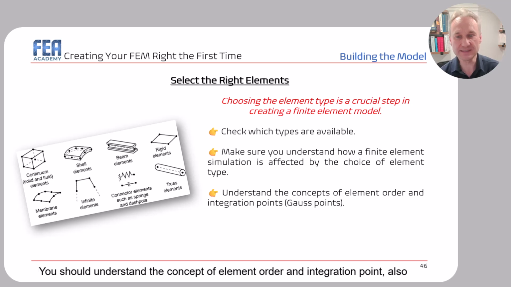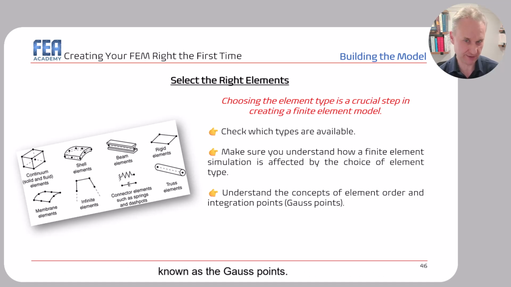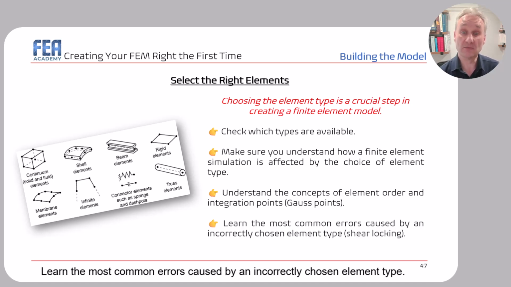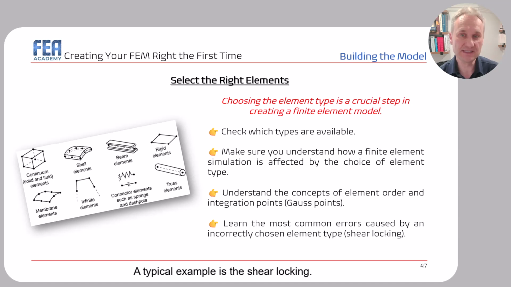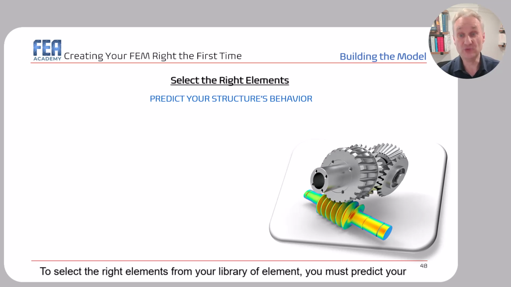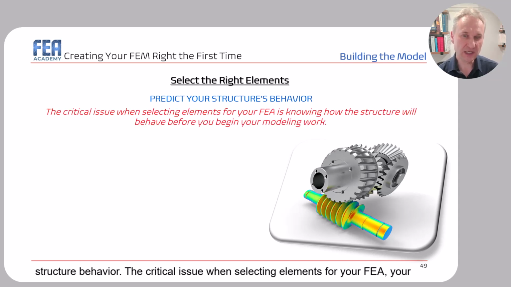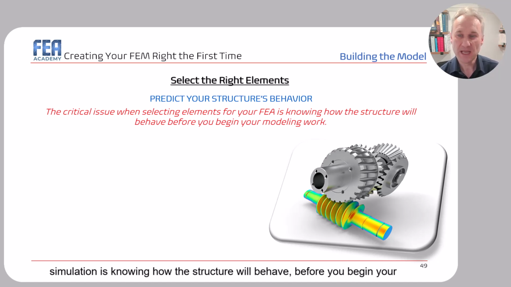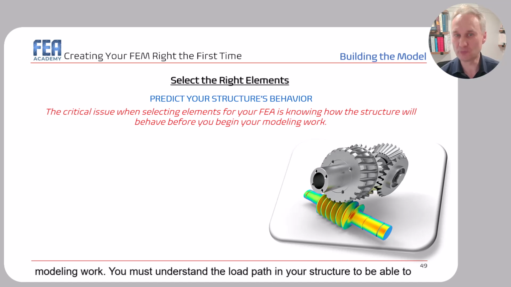You should understand the concept of element order and integration points, also known as the Gauss points. Learn the most common errors caused by an incorrectly chosen element type. A typical example is shear locking, for example. To select the right elements from your library of elements, you must predict your structure's behavior. The critical issue when selecting elements for your FEA, your simulation, is knowing how the structure will behave before you begin your modeling work.